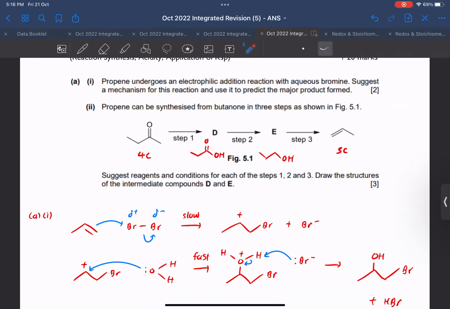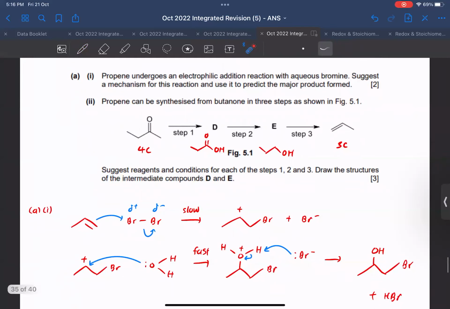The arrow movements and all that, I don't have to explain. I think I've explained enough when it comes to the arrow movements, positive charge and whatnot. Take note, you are expected to draw the major product when you do any mechanism. So the major product here must follow Markovnikov's rule. So that's that for the first part.